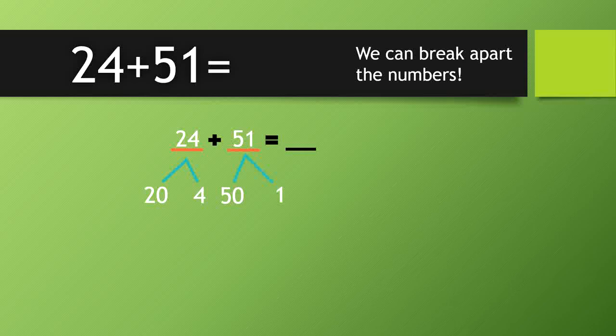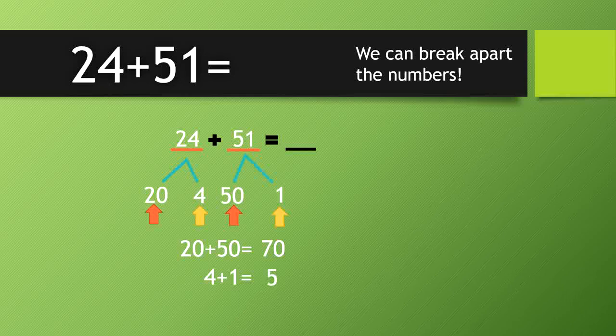Great job. So now let's combine our tens first. The addition sentence for those two tens numbers is going to be 20 plus 50 equals 70. Awesome. Now we can add our ones. Addition sentence for those two is going to be 4 plus 1. What does 4 plus 1 equal?